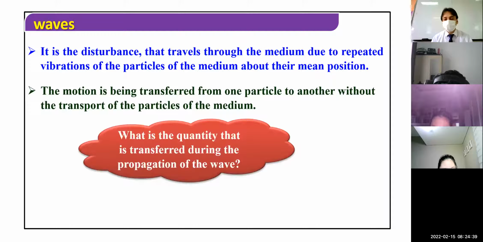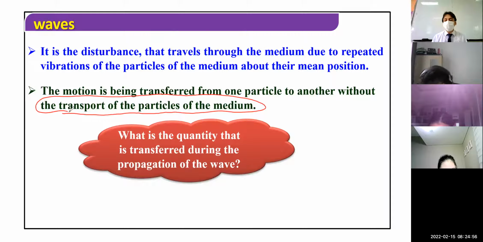And the motion is being transferred from one particle to another without the transport of the particles of the medium. That is a very, very important point, children. Without the transport of the particles of the medium. Matter, the particles of the medium, the matter is not moving. Only the disturbance, the energy, is going forward. One particle transfers its energy to the neighboring particle, and in this way, energy is transferred from one particle to another particle, and the wave moves and carries energy, as well as momentum also.